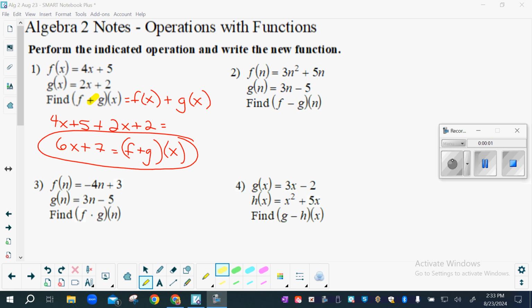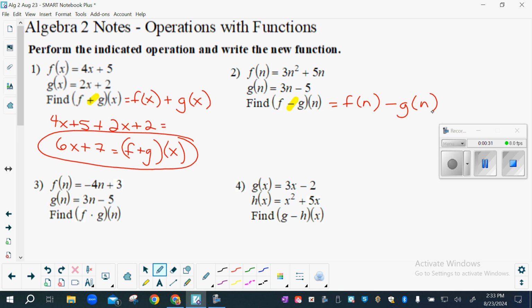Okay, so problem number 2. What's the operation on number 2? Subtraction, that's right. So we are subtracting. So this is like f of n minus g of n. So really important that you understand that that's what that's doing, because you really have to find the f of n first and then subtract the g of n.